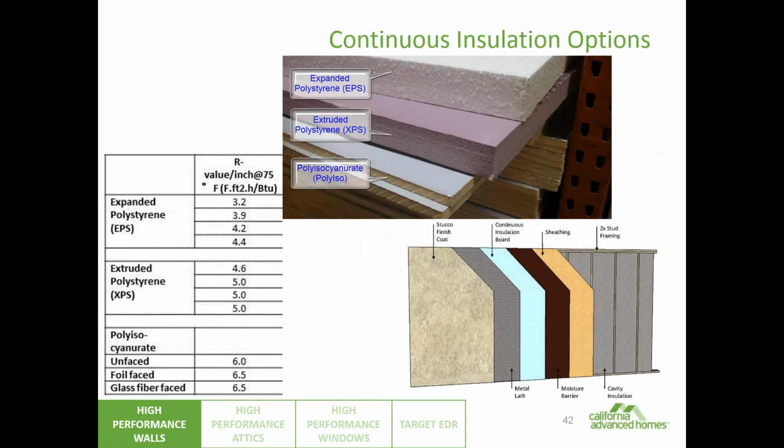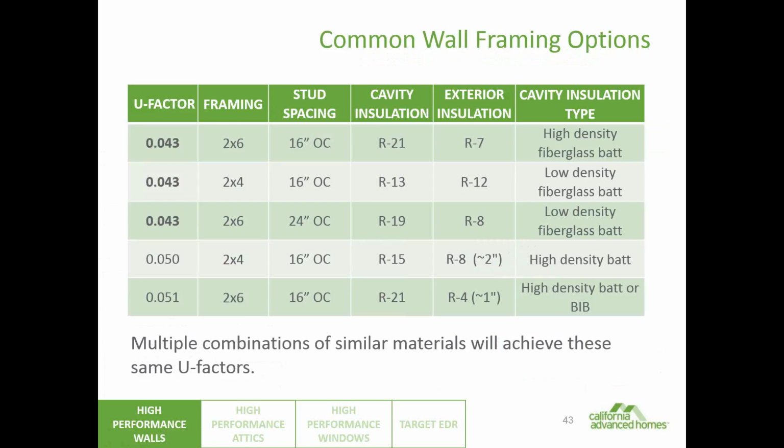And so all of these wall assemblies are going to have some foam on the outside. What type of foam are you going to have? This is just showing the three more popular: the expanded polystyrene, extruded polystyrene, and polyisocyanurate. But there's others out there. They all have different R per inch values. But really, when we get down to it, going to a 0.043 U-factor is getting to be a very thick wall, right?